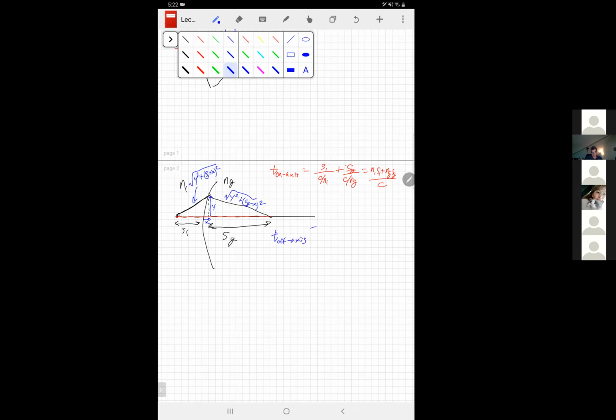So the off-axis time will be equal to N1 times the square root of (S1 plus x) squared plus y squared, plus NG times the square root of (SG minus x) squared plus y squared, all over c. Any questions so far?